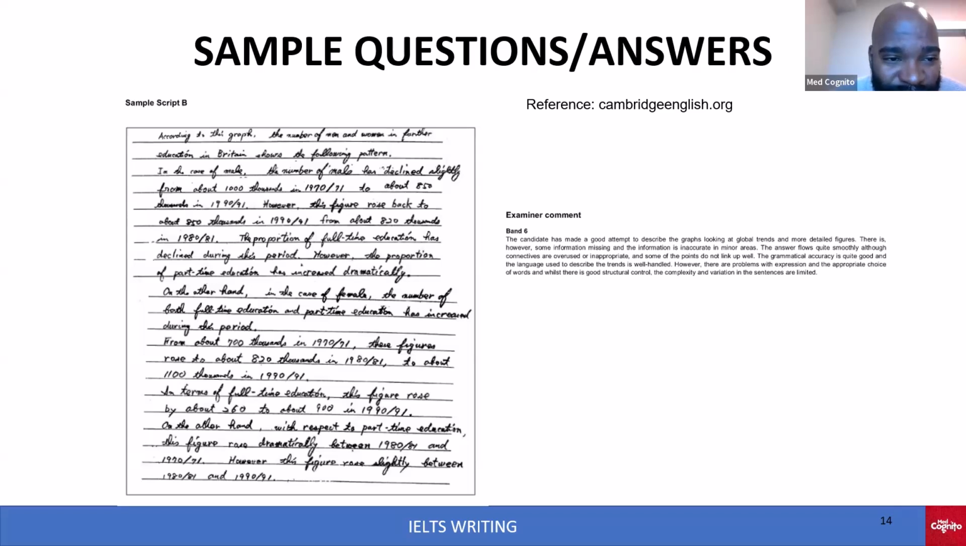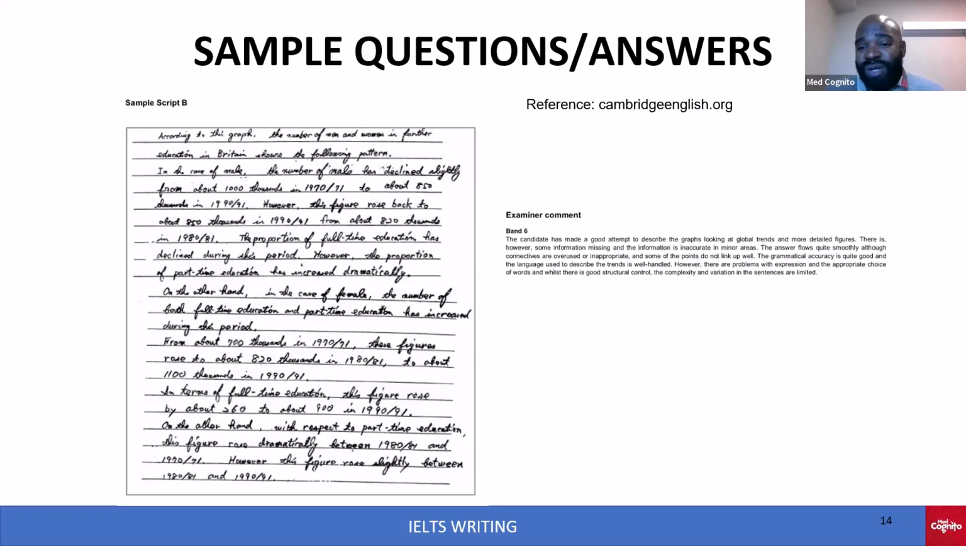According to this graph, the number of men and women in further education in Britain shows the following pattern. In the case of males, the number has declined slightly from about 1,000, which is a million, in 1970-71 to about 850,000 in 1991. However, the figure rose back to about 850,000 in 1991 from about 820,000 in 1980-1981. The proportion of full-time education has declined during this period. However, the proportion of part-time education has increased dramatically. I'll leave the rest and quickly go through the examiner comments.